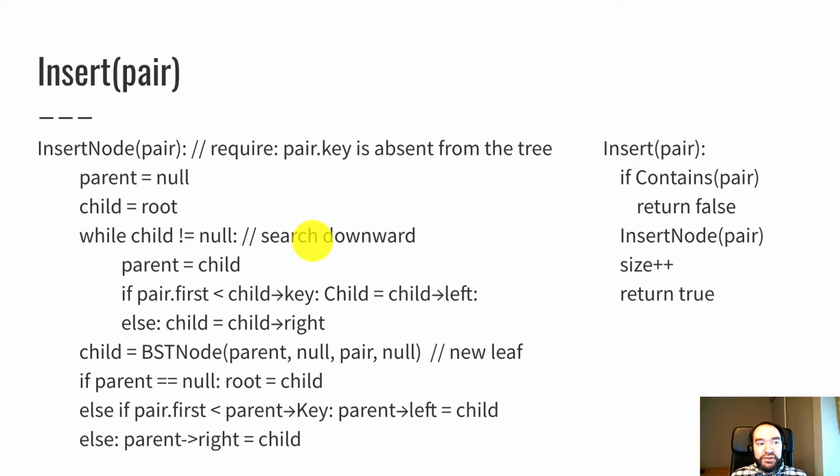Okay, now we're going to get into the insert operation, then we're going to do the erase operation, and these involve helper functions. Just briefly review how insert works. So insert is given a pair that we want to make sure is in the tree. If the tree already contains that pair, then we return false and do nothing. Otherwise, we call this InsertNode helper function that puts the pair into the tree, size plus plus, return true. And then what InsertNode does is it's given a pair that's definitely not in the tree already, and we search downward to find the place where that node would be if it were in the tree, and then create a node there and update the parent and root pointers as necessary.